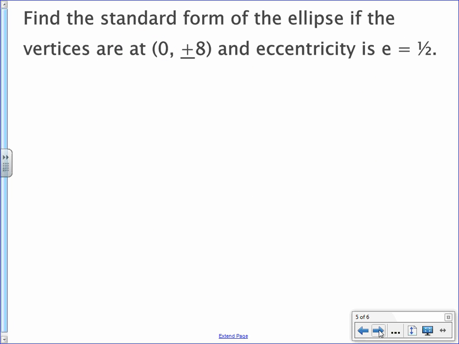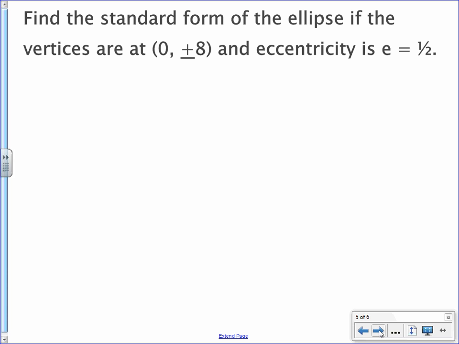All right. Last example. We have vertices and eccentricity. First of all, what does the eccentricity measure? How oval it is, right? So eccentricity is always going to be a number between what two values? 0 and 1. The closer to 0 it is, the more circular. The closer to 1, the more oval. So right now we're kind of right in the middle.